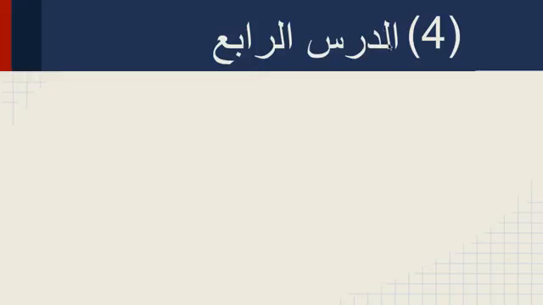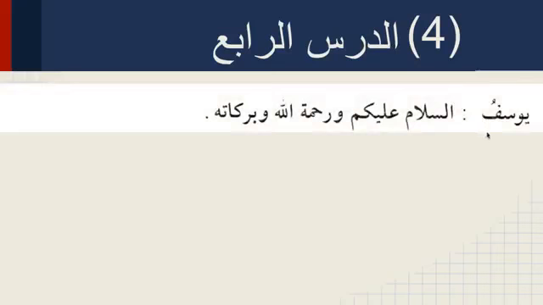4th lesson. A discussion between Yusuf and Ibrahim. Yusuf is an uncle. He is a maternal uncle. That means in Urdu we call him Mamu, the brother of the mother. Whereas in Arabic, Mamu is called Khal. So that's the difference here, and we should not get confused. In Arabic, the brother of the mother is called Khal.